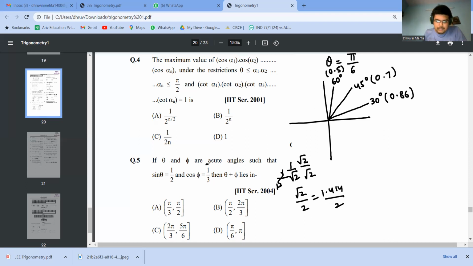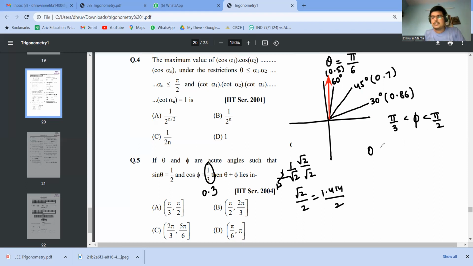Now cos phi is 1 by 3, and 1 by 3 is approximately 0.3. So can you guys tell me where this angle will lie? In which part will it lie? Will it lie between 0 and 30, or between 30 and 45, or between 45 and 60, or between 60 and 90? 60 and 90. Did you understand this, Trisha? Muskan? Yes, sir. So can I say phi is between 60, that is pi by 3, and 90?